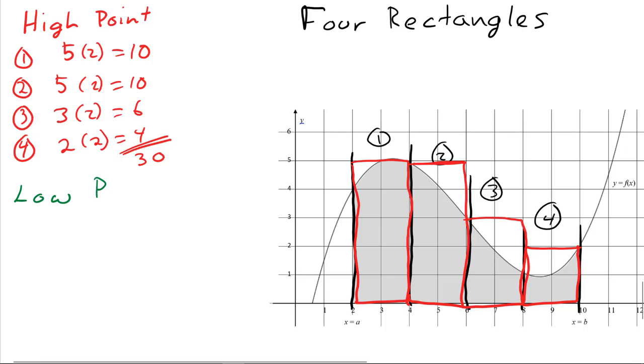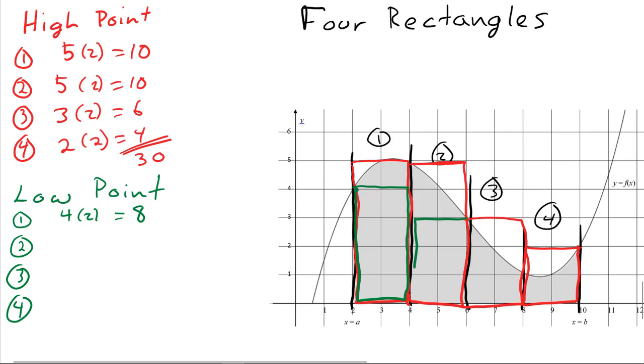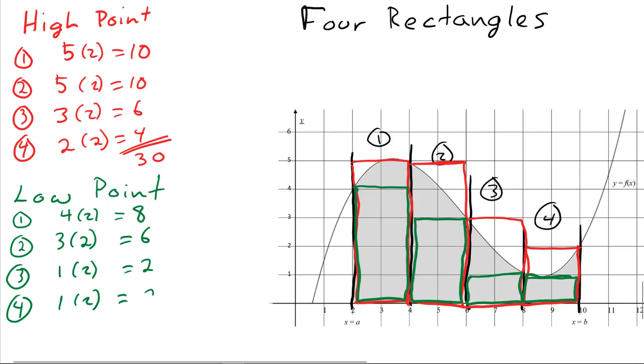We can do the same thing finding the low points from each of the intervals. On the first one, the low point on the left is a height of about 4. On the second one, the low point's on the right with a height of about 3. And on the third and fourth ones, the low point is approximately 1. So that gives us an area of 18 as our underestimate.